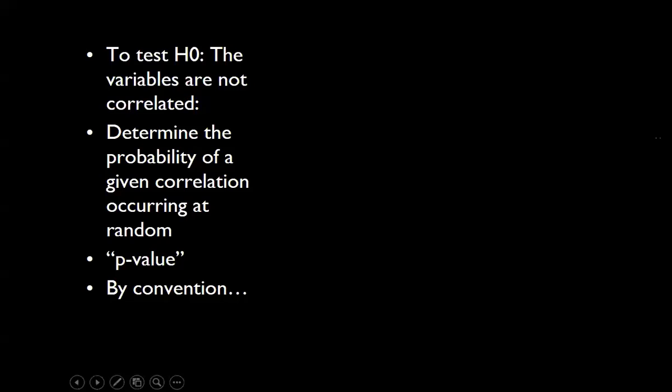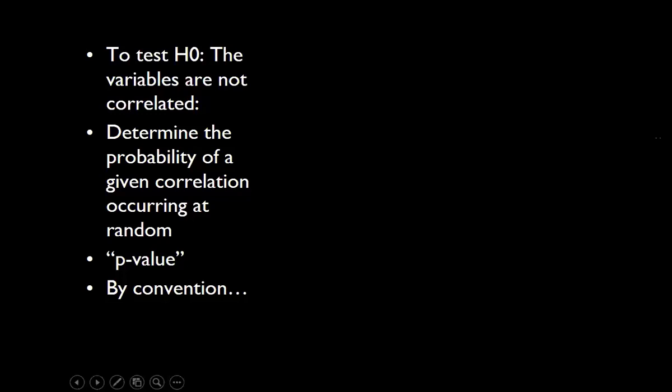So we have tables of correlations, and then we look at the number of replicates we have, and we can determine the probability of a given correlation occurring at random. And that generates what's called a p-value. So the p-value is the probability of a correlation occurring at random, basically based on our null hypothesis, right?